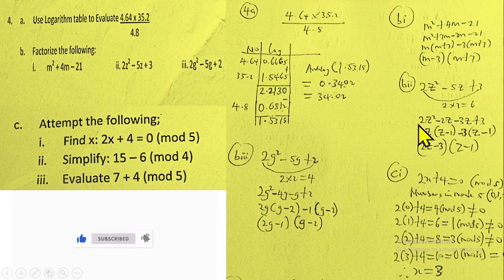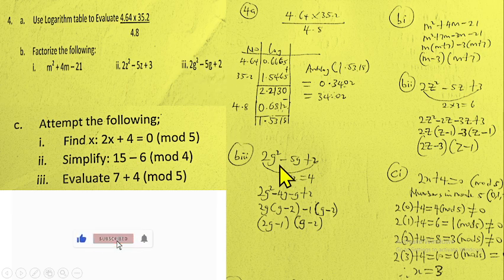We can now factorize. 2z is common, 2z into z minus 1. Minus 3 is common here, you have minus 3 into z minus 1. That means this will become 2z minus 3 into z minus 1. So that means you have been able to factorize this quadratic expression.